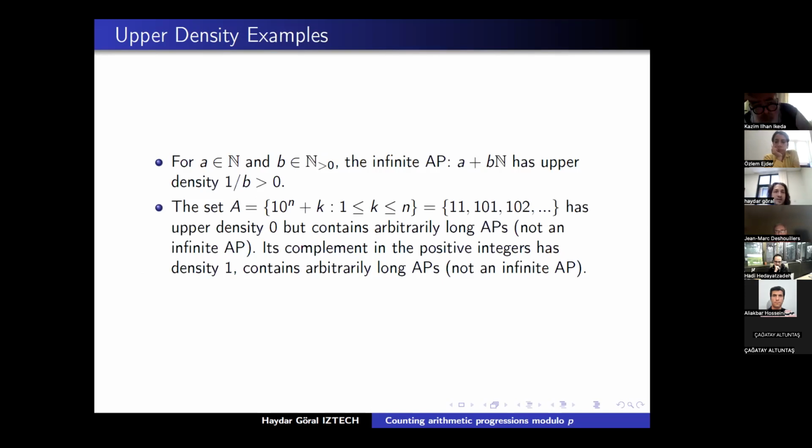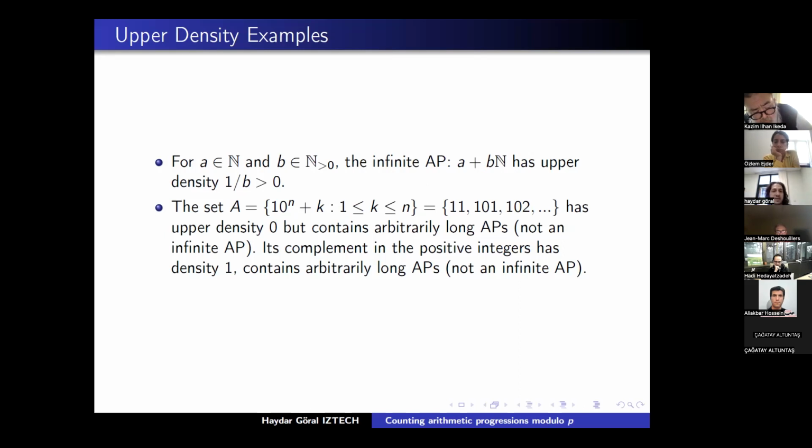And for example, the basic example is always the arithmetic progression. If you consider the infinite arithmetic progression a plus b times n, for n natural numbers, then of course, as expected, the upper density is 1 over b, because you always add b. Out of every b numbers, you choose 1.